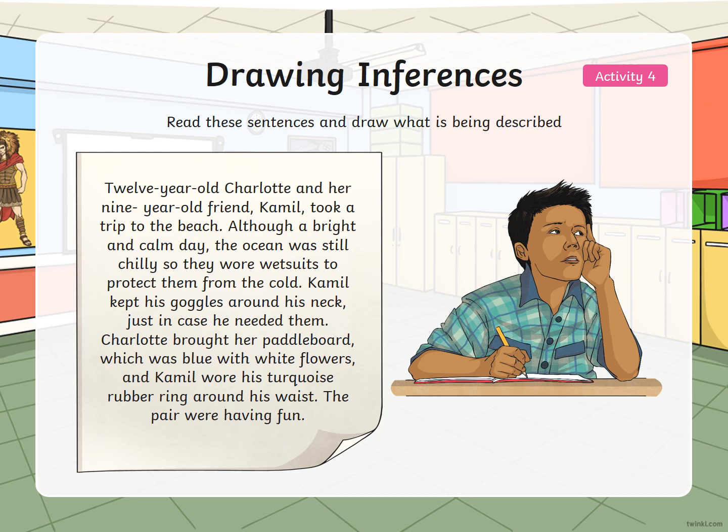Charlotte brought her paddleboard, which was blue with white flowers, and Camille wore turquoise with a ring around his waist. The pair were having fun. So think about all that detail in those sentences and try and get that onto your drawing now. Let's pause the video and have a go at that now.